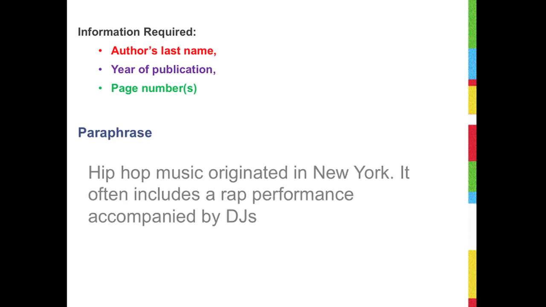If you summarize an author's idea using your own words, this is a paraphrase. A paraphrase still requires an in-text citation. When paraphrasing, you do not include quotation marks. Begin your in-text citation with the author's last name, comma, the year of publication, comma, and page number, surround in parentheses, and complete with a period.